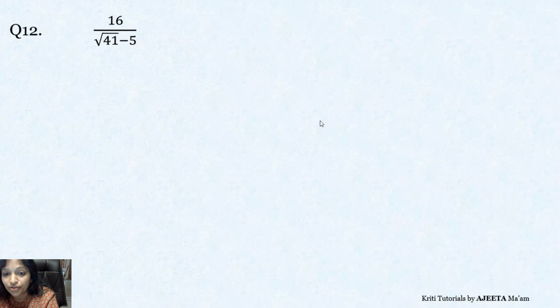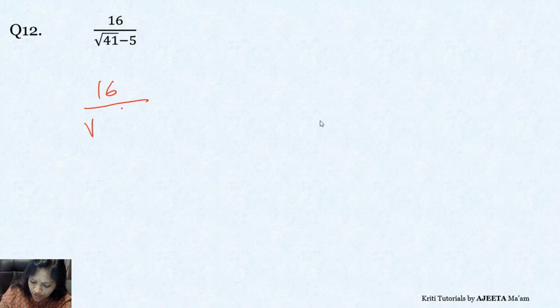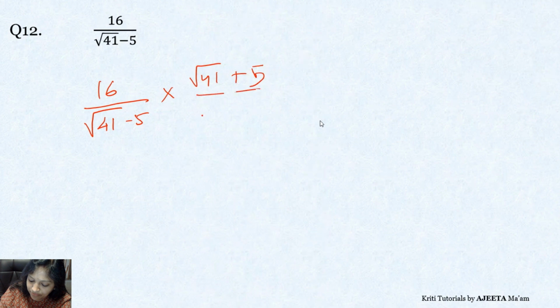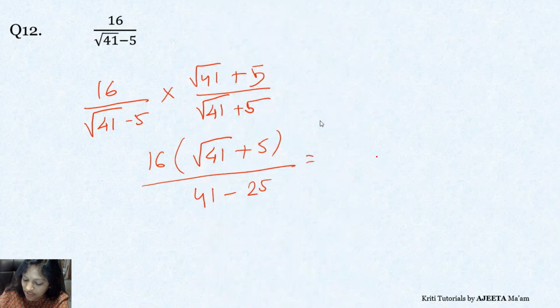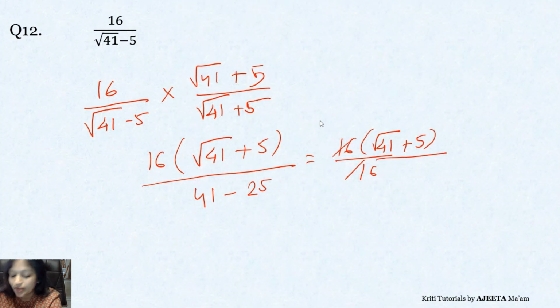16 upon root 41 minus 5. That's again a very easy question. These all are meant for MCQs or maximum 2 marks. That's it. So you rationalize it with opposite sign. So root 41 plus 5. So 16. Do not multiply it inside because 41 we will get here and 25 here, which makes 16. So 16 cancels out and you get only root 41 plus 5. That's your answer. Right?